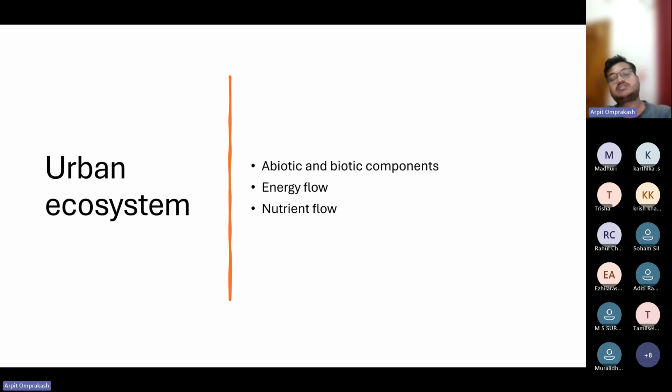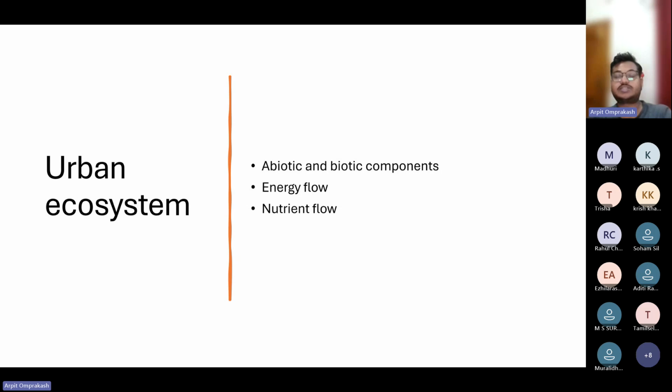The second thing is the energy flow. How does the urban ecosystem get its energy? For example, we get energy from a thermal power plant in terms of electricity, or we get energy from a solar power plant, solar cells, and so on. And the third thing is nutrient flow, where basically how the nutrients are being cycled in a city.